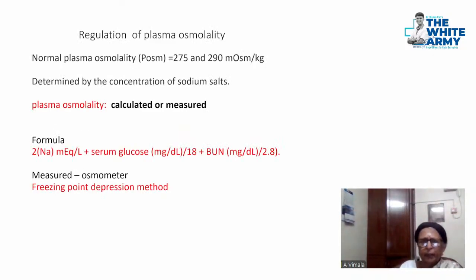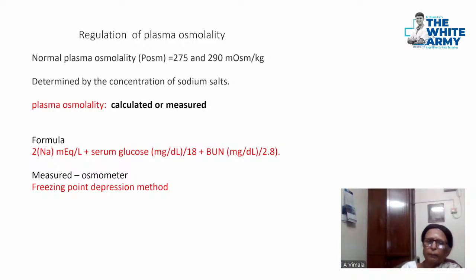Now, very briefly, how is plasma osmolality regulated? The normal plasma osmolality is around 280, ranging from 275 to 290. It is determined by the concentration of sodium salt. It is not by the actual quantity of sodium salt. It is by the concentration of sodium salt. That is how much sodium is present in 1 liter of water. That is what you mean by concentration.